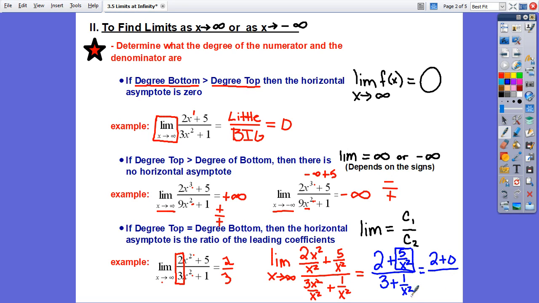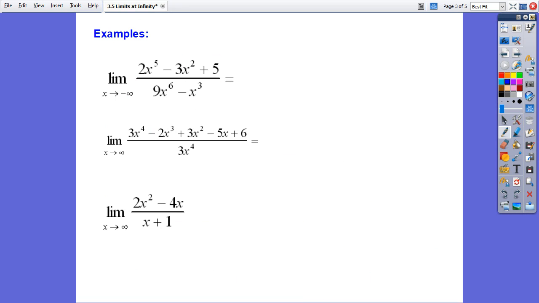And then 1 over infinity squared is definitely going to be the same thing. It's going to be a 0, and so you can see where the 2/3 comes from. Okay. Now, we're going to practice each one of these, then we'll go into horizontal asymptotes to wrap things up.